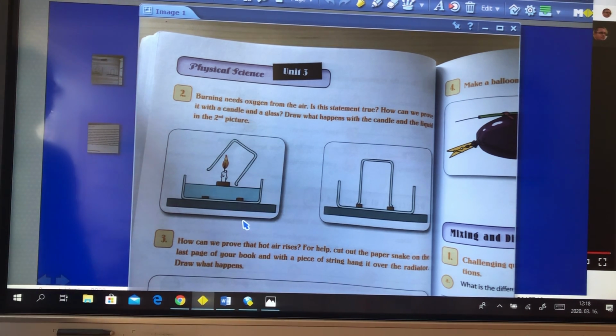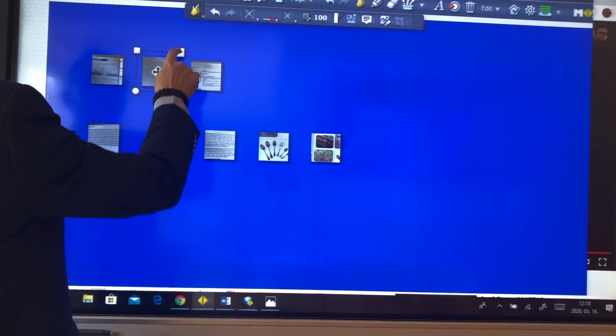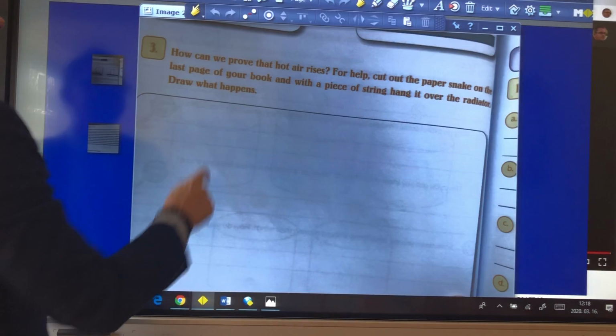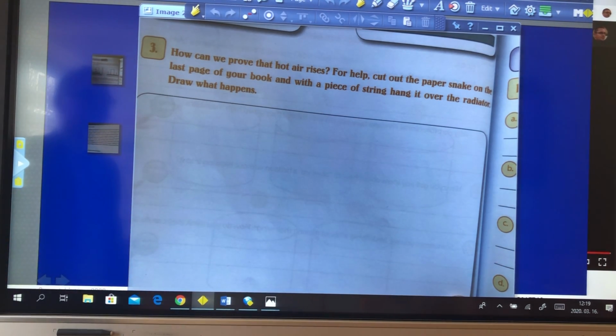If you finished this task, you can continue with the next one. Under it, it's again on page 56. How can we prove that hot air rises?